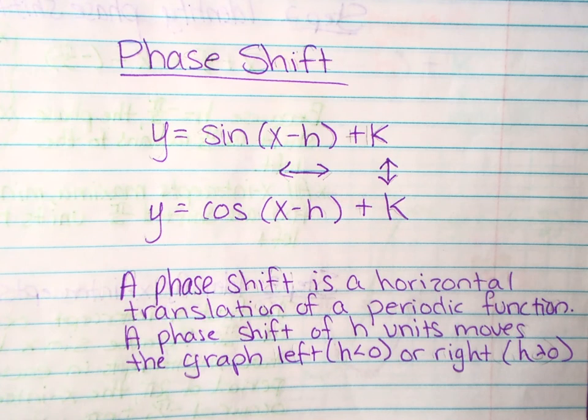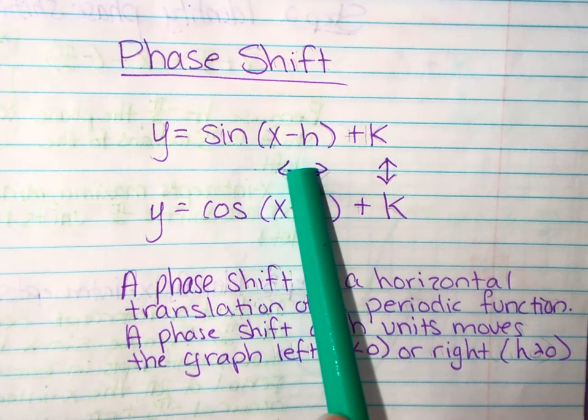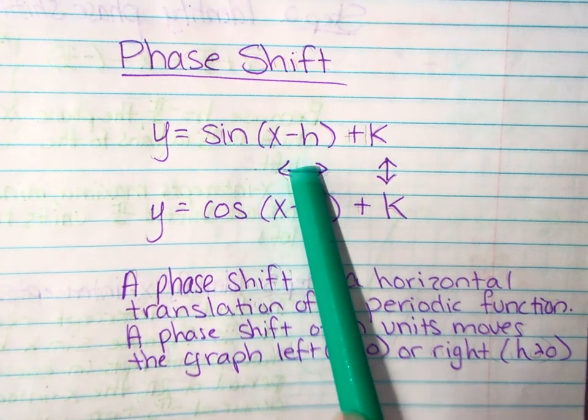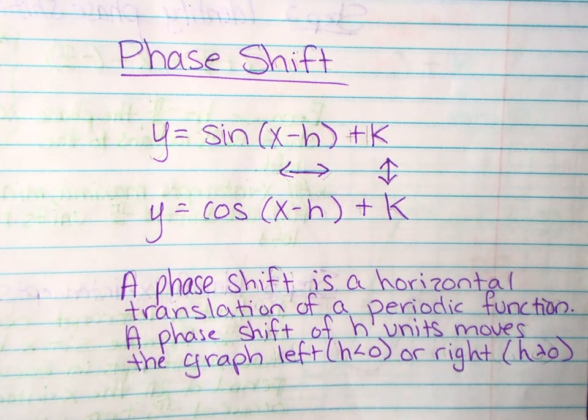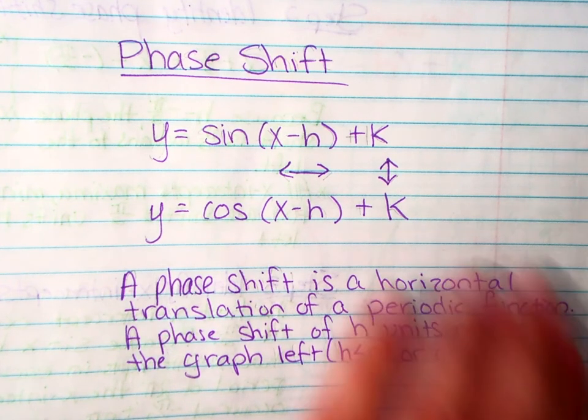A phase shift of h units moves the graph left if h is less than 0, or right if h is greater than 0. So remember how I told you the x always lies? If it's a minus h, you move right, and if it's a plus h, you're going to move left. And cosine is exactly the same, left and right, and then your k is up and down.